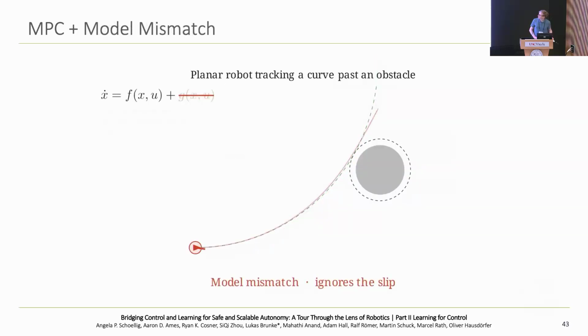So what happens if we don't know the slip? If we just use the nominal model in our controller, then we actually get to a collision. So how can we avoid this? This is clearly unsafe.